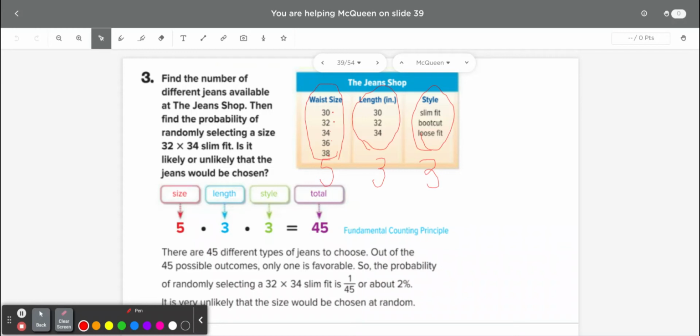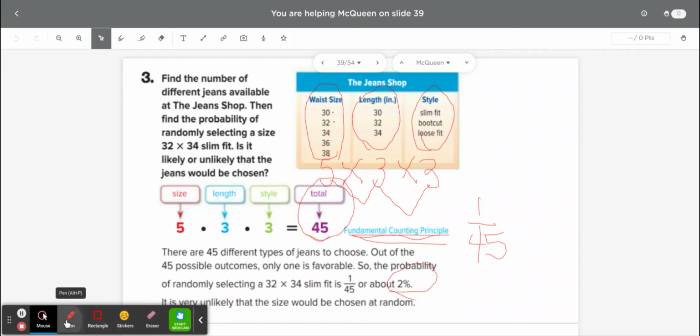Now I could do a tree diagram if you wanted to. But if we just want to know how many different possibilities there are, then we would go with 5 times 3 times 3. 5 times 3 is 15. 15 times 3 is 45. There are 45 different outcomes. Now, if I took a 1 out of 45 chance and I divided that, I would get 2%. It would be a very random chance of selecting one of those.